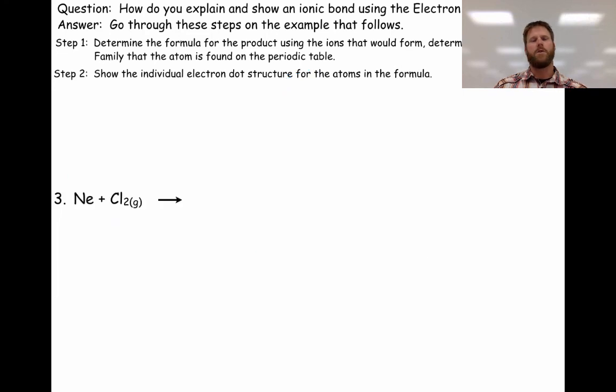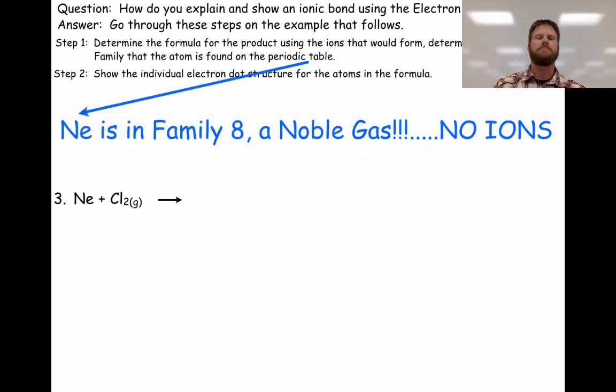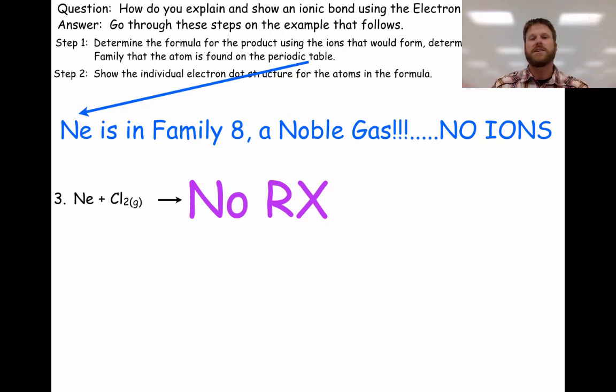All right, why not? One more. So we have neon and chlorine. What will the electron dot structure for this compound look like? Well, neon is in family number 8. It's a noble gas. It doesn't form ions. This is going to be no reaction. Neon is unreactive because it already has a full valence shell. It's not going to do any bonding because it doesn't need to.